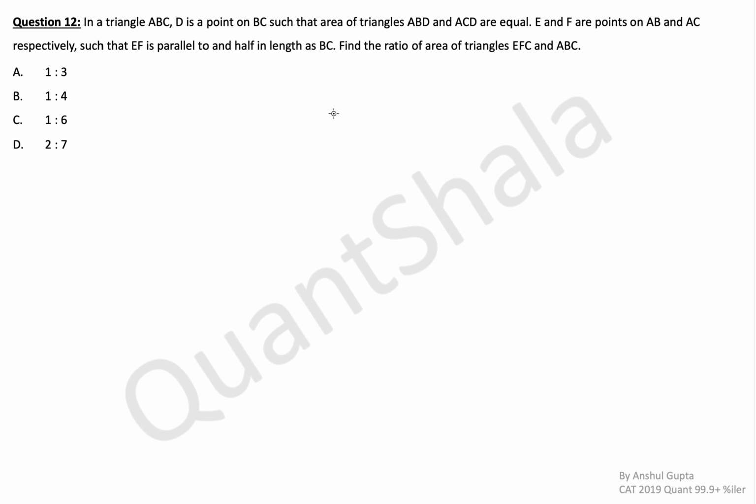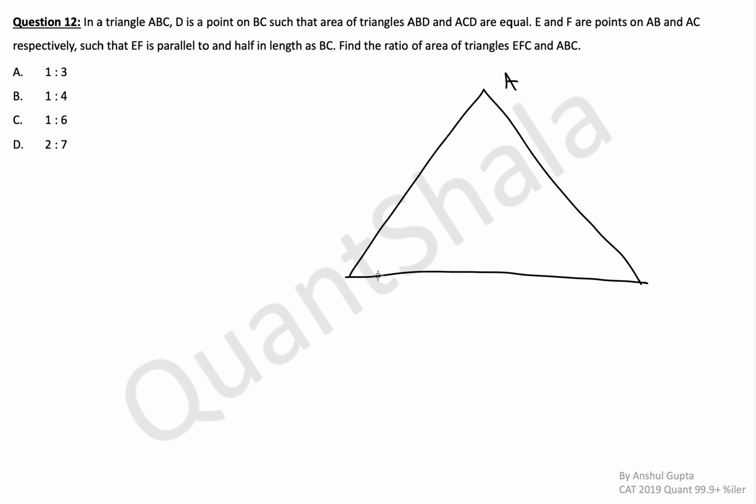Coming to 12th question. In a triangle ABC, D is a point on BC such that area of triangles ABD and ACD are equal. Okay, a lot of points, so let's try to draw the figure. Okay, this is a triangle ABC. D is a point on BC such that area of triangle ABD and ACD are equal.